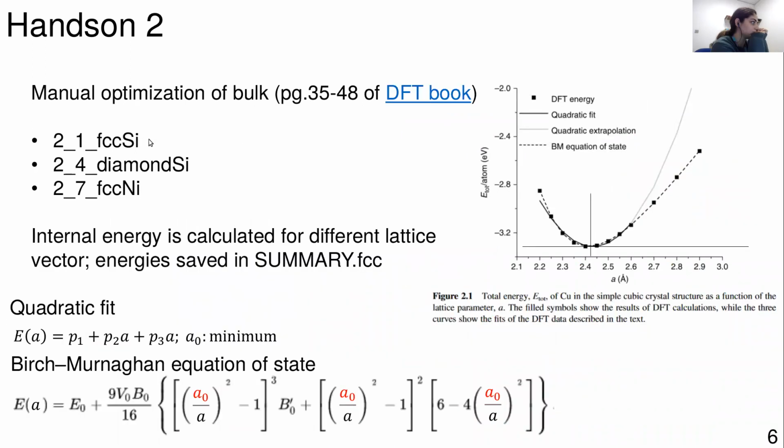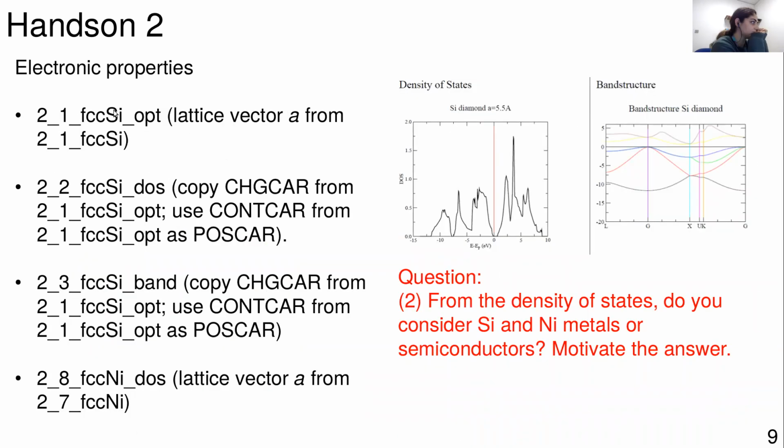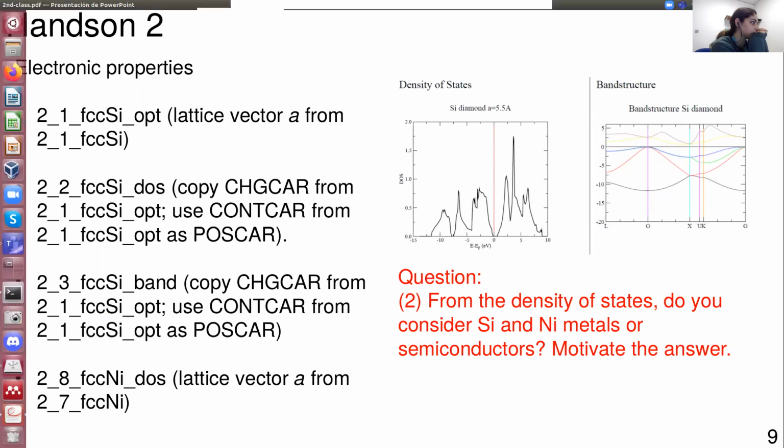So here with the manual optimization, you get the A. Then you go to 2,1 FCC SI opt. You put in the POSCAR the lattice vector that you get. So like you will see, because I should have put it. Okay, now where is the right terminal?